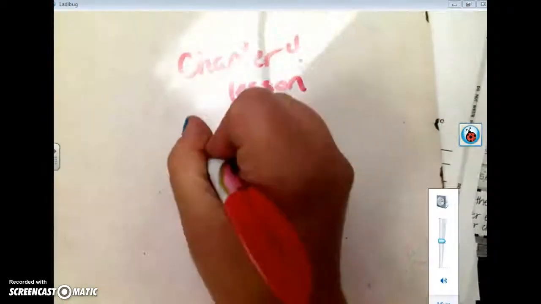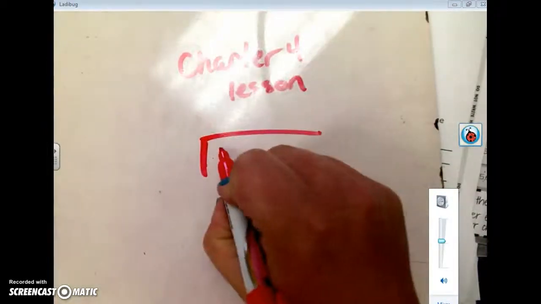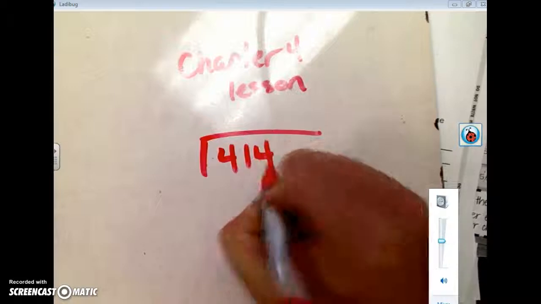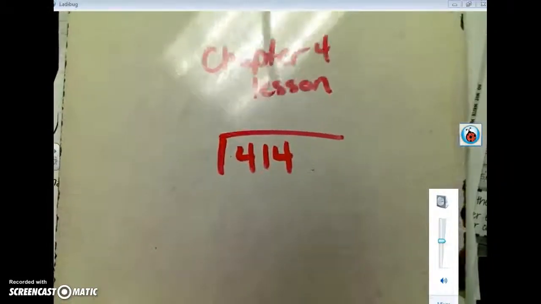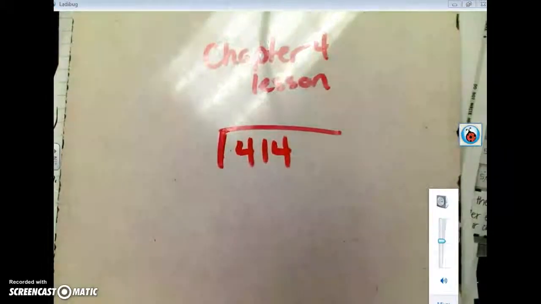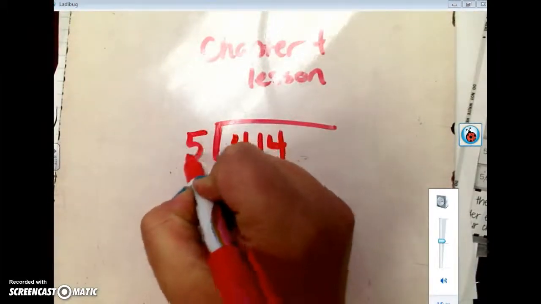Okay, so when we look at numbers, what's this number inside the box called? Hello? Some of you are on task, some of you are not. What's the number inside the box called? The dividend. What's the number outside the box called?